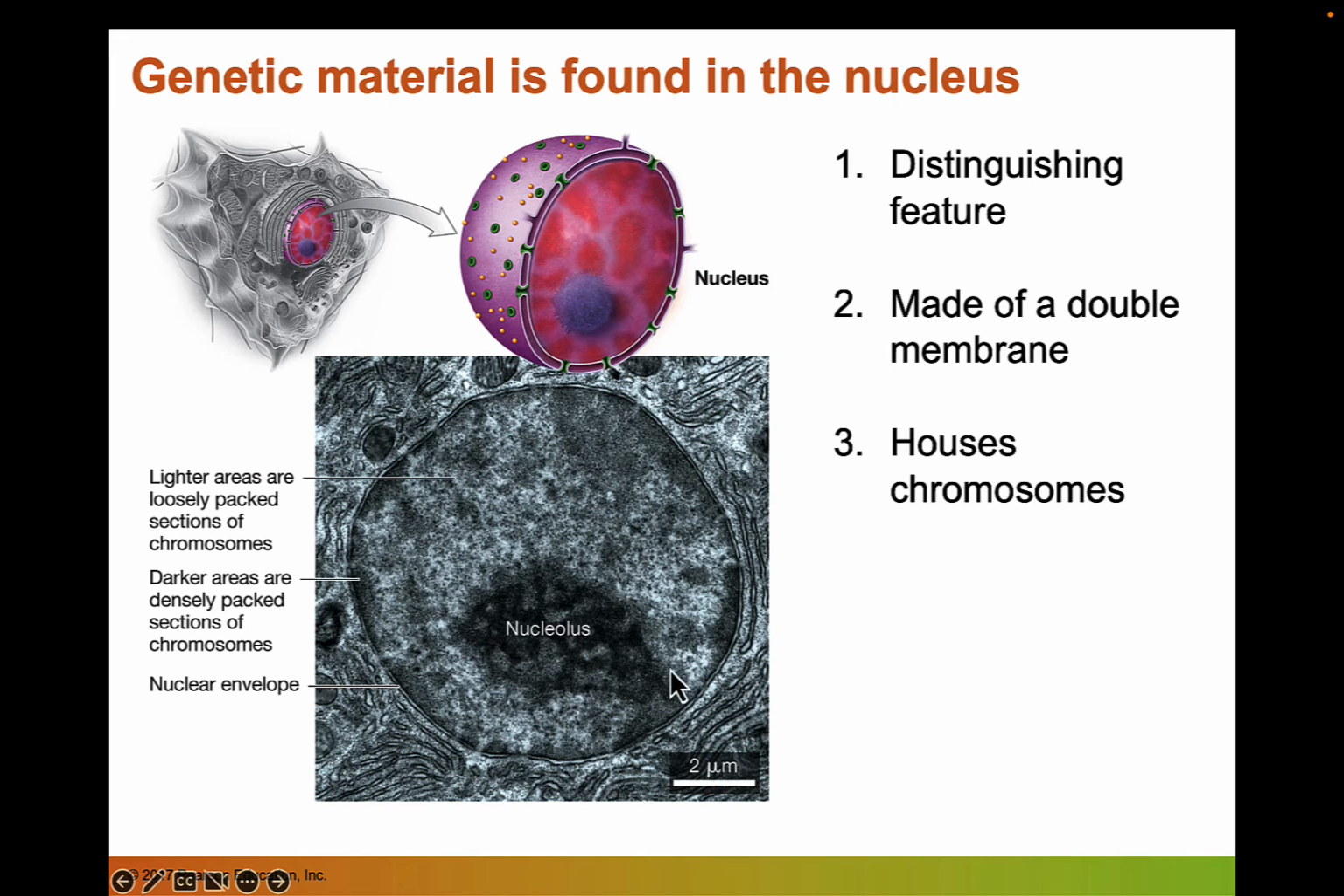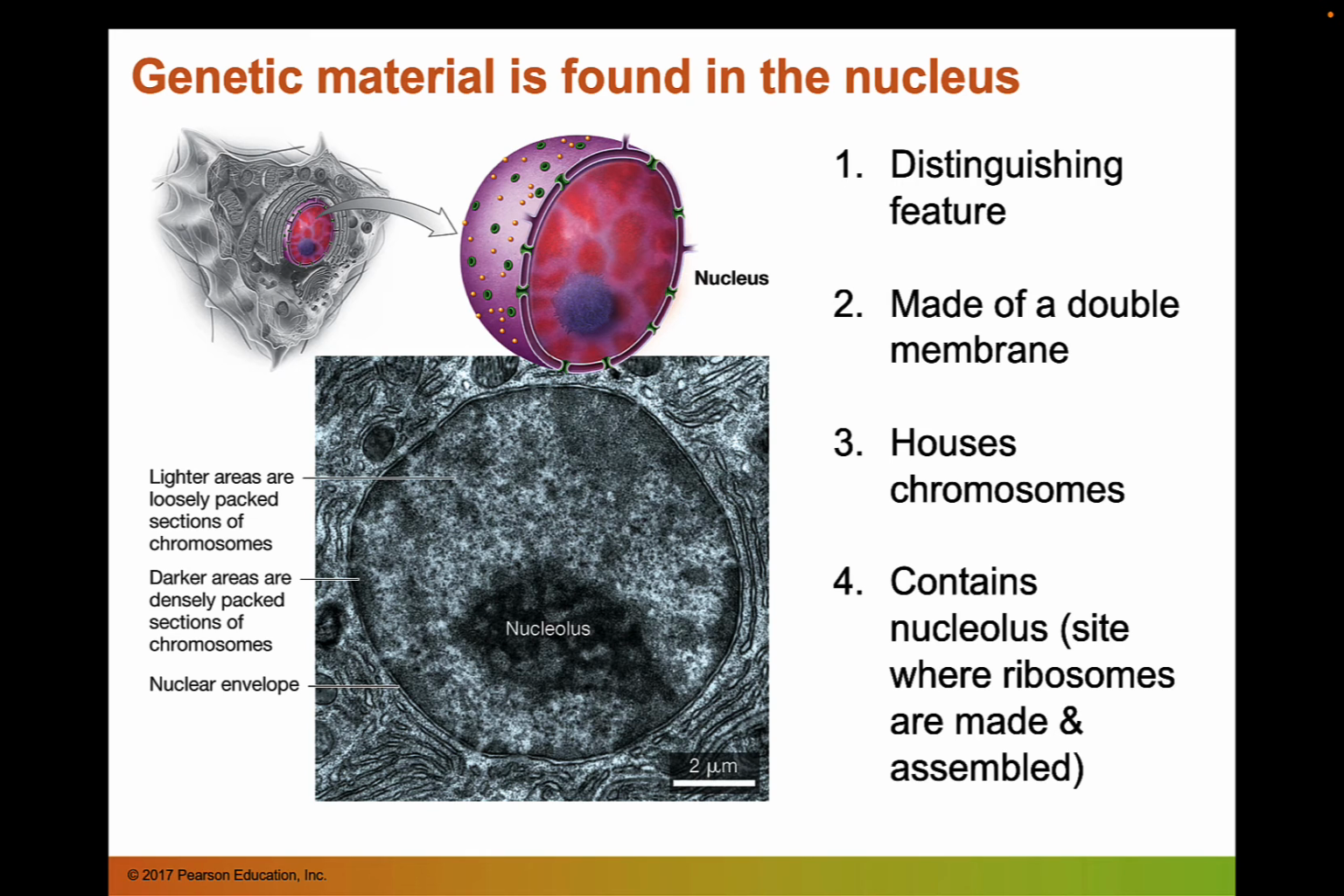And then we also have this really dark region here called the nucleolus. And the nucleolus is the site where ribosomes are made. So recall from the last video that ribosomes are made up of ribosomal proteins and rRNA, and those are made and assembled within the nucleus and then exported out into the cytosol.